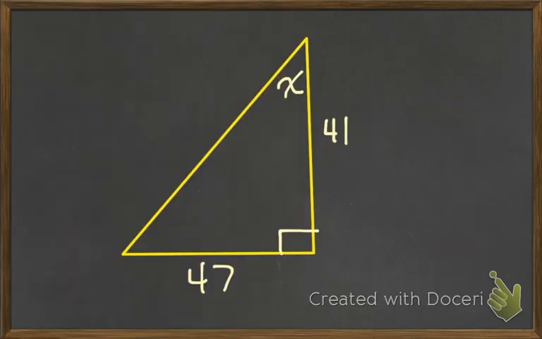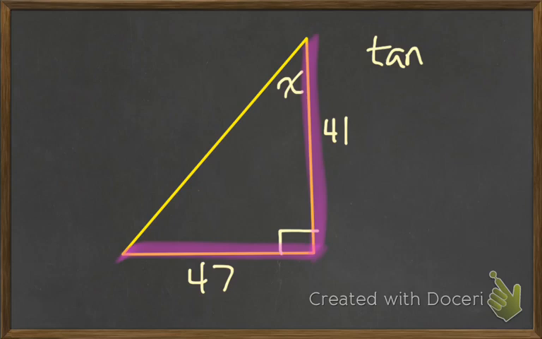So let's look at this triangle here. We know that it's a right triangle. We know that one of the legs is 41, and we know the other leg is 47. What we want to do is solve for this angle x. Again, we're using the leg lengths, and we're going to learn about 2 more ratios later, sine and cosine, that involve the hypotenuse. But in this case, the ratio of the leg lengths is the tangent ratio.